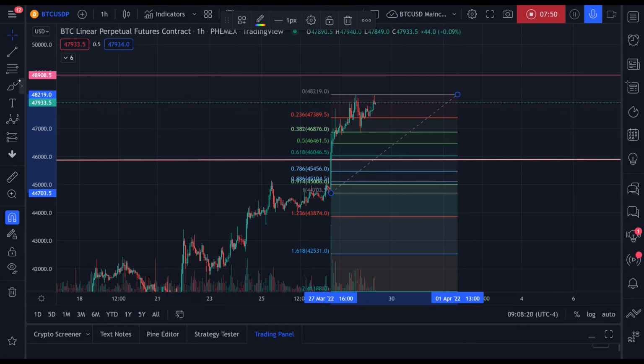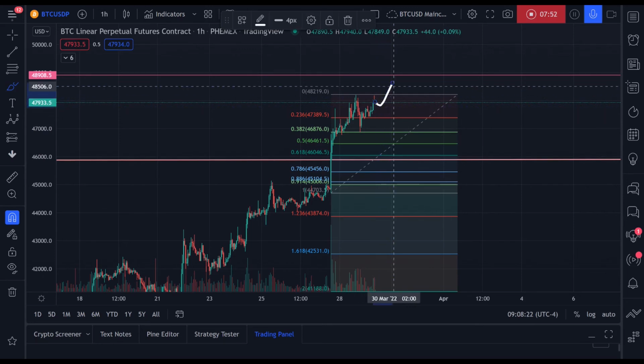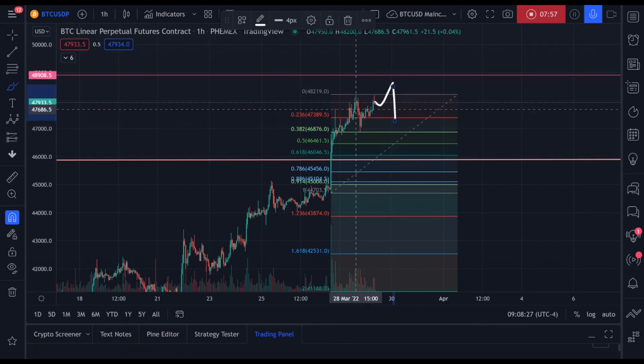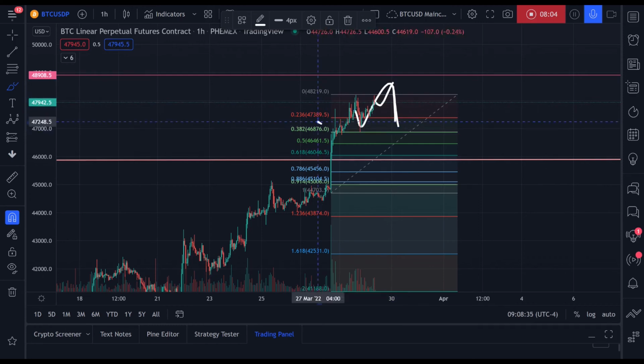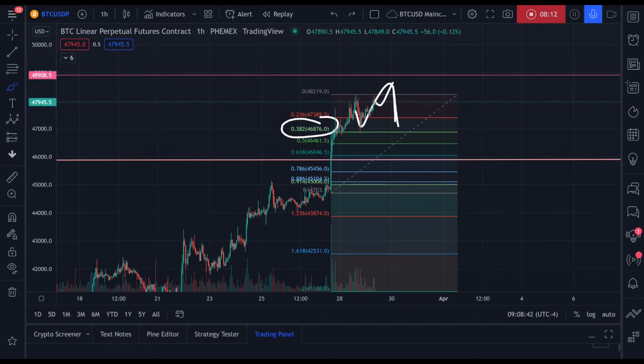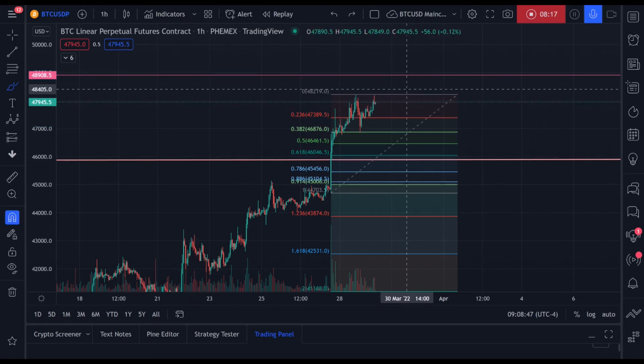So if we do put in a B wave like this, I'm seeing us come down in a sort of running flat correction, okay? Something like this that still respects the 382, and then continuation to wave 5, and wave 5 should be normal, right? Because we put in an extended wave 3. So that's what I'm seeing.